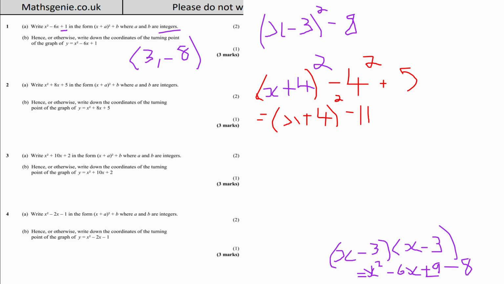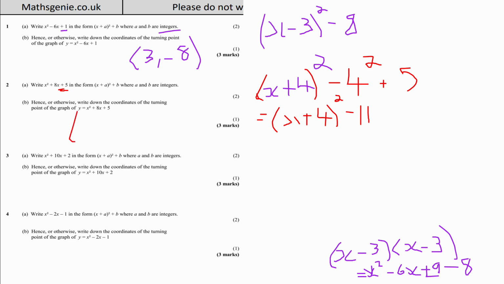We can check our answer by expanding it. If we expand this bracket, we get x squared plus 8x plus 16. Take away the 11, gives us that plus 5 there, which is what we want. The second part: hence or otherwise, write down the coordinates of the turning point on the graph y equals x squared plus 8x plus 5.